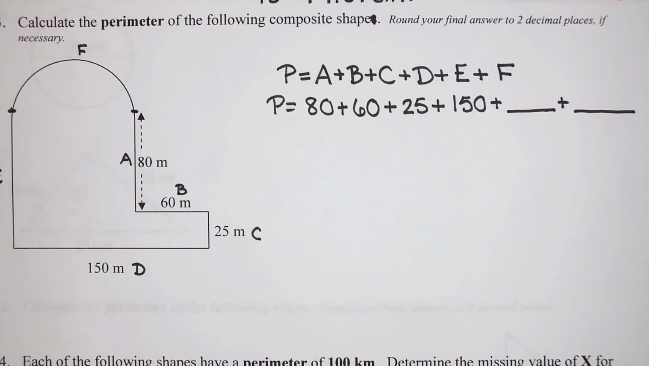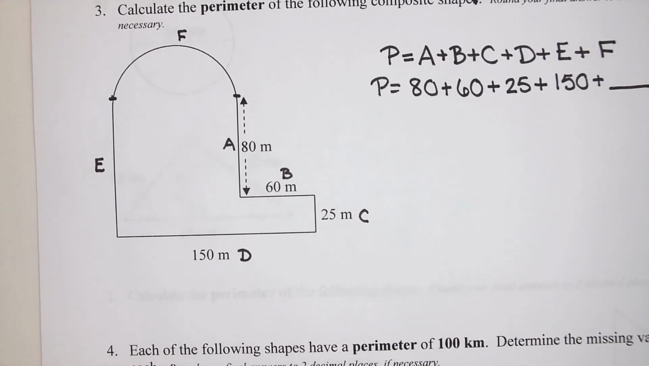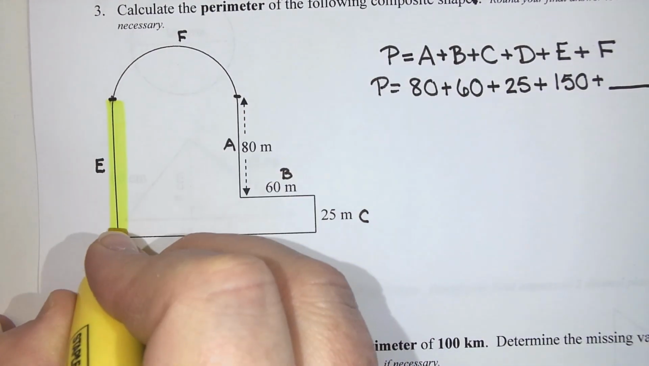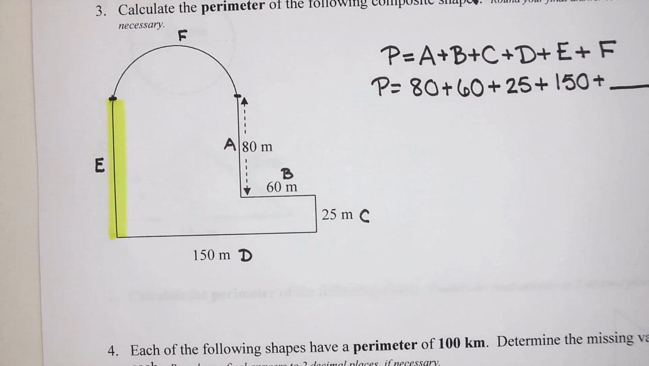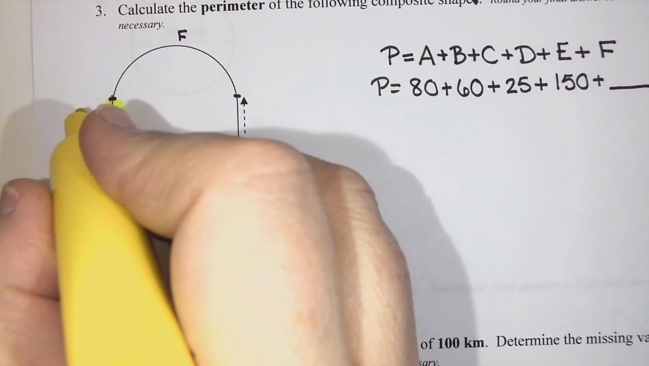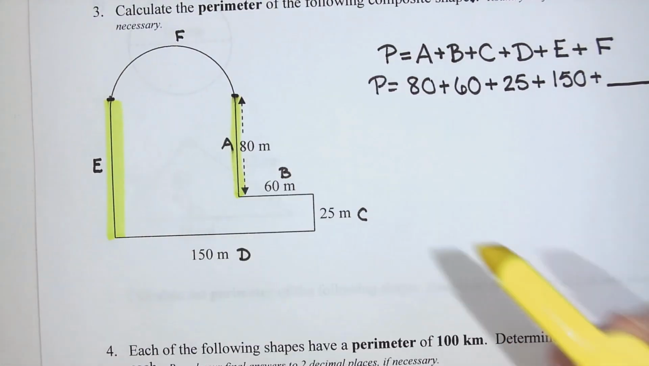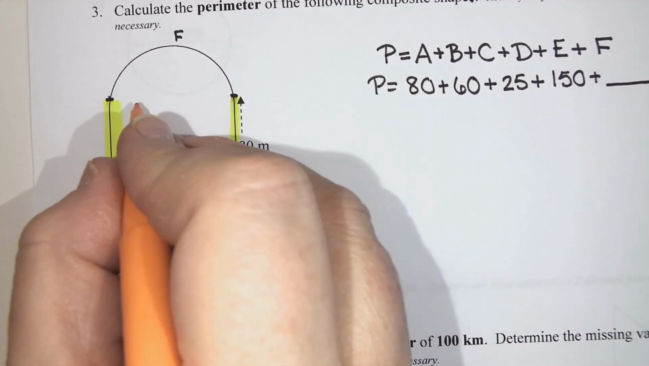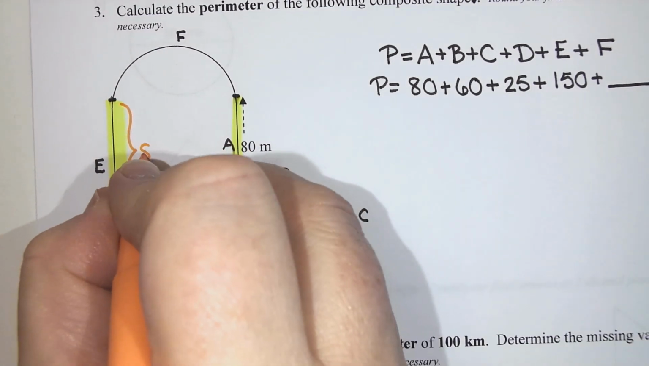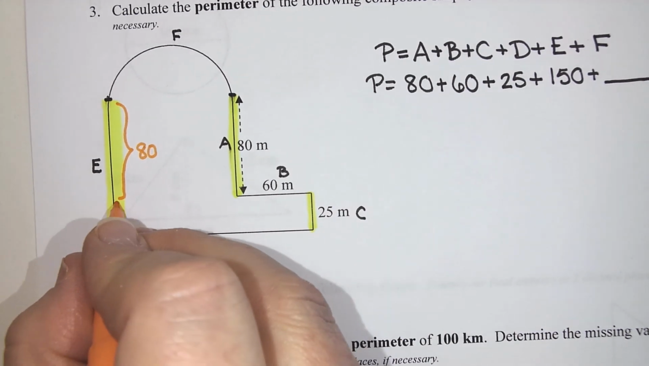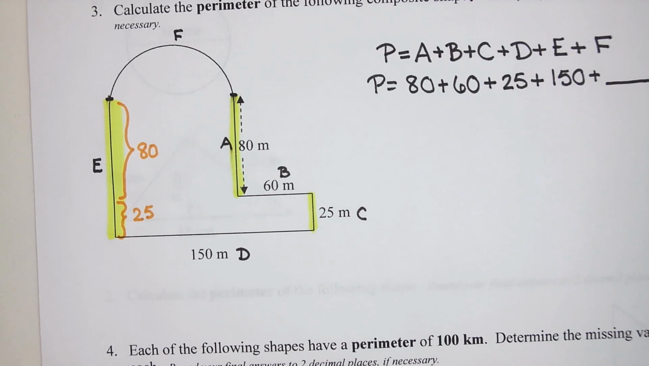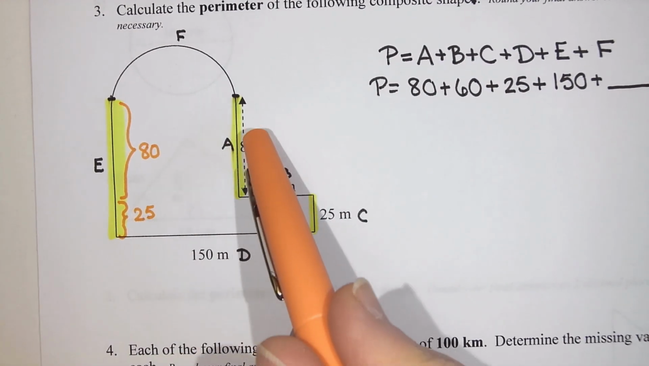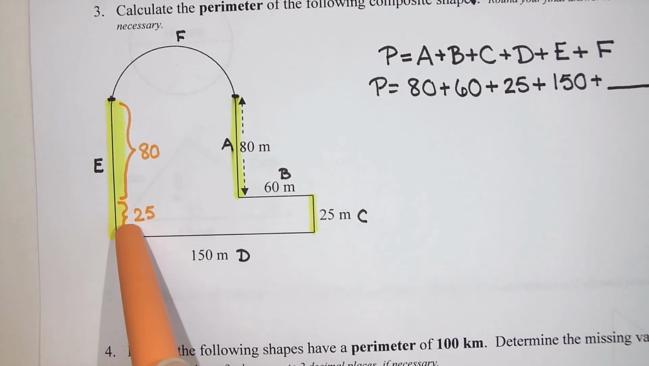Okay, so I'm going to see if we can figure out E and F. Let's start with side E. Side E is this part right there. So I am going to look at other sides that are pointing in the same direction as that side to see if I can figure out what it equals. So other sides that go up and down in the same direction would be side A and side C. So according to what I see here, side A, which is this distance here, is 80, and then side C, which is really this distance here, is 25, right? So if I combine this 80 and this 25, that should tell me how long this side is in total.